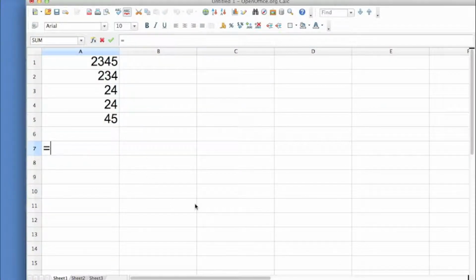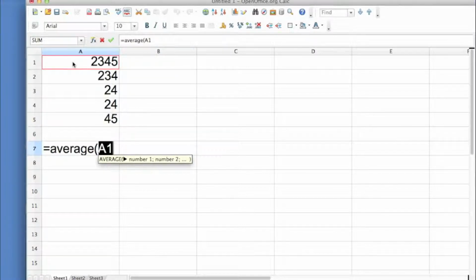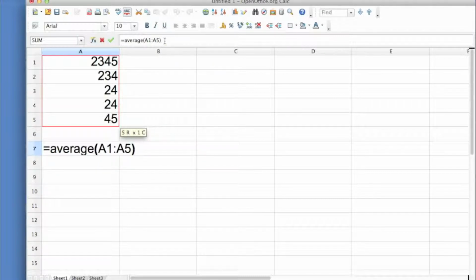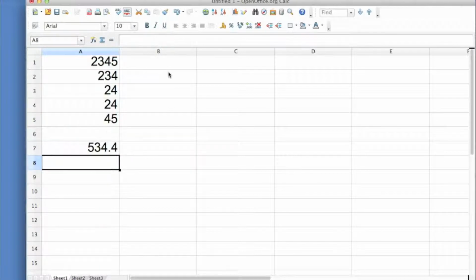Averaging. Averaging works just like the sum. You put in an equal sign. You type in average. Open up a parentheses. And then you click and hold and drag down the cells that you want to average together. Then you close the parentheses, and you've got your average. Very basic stuff. Now let's handle parentheses.